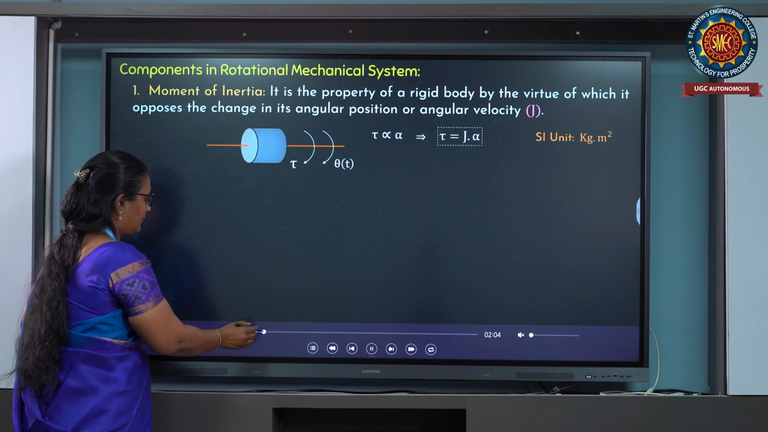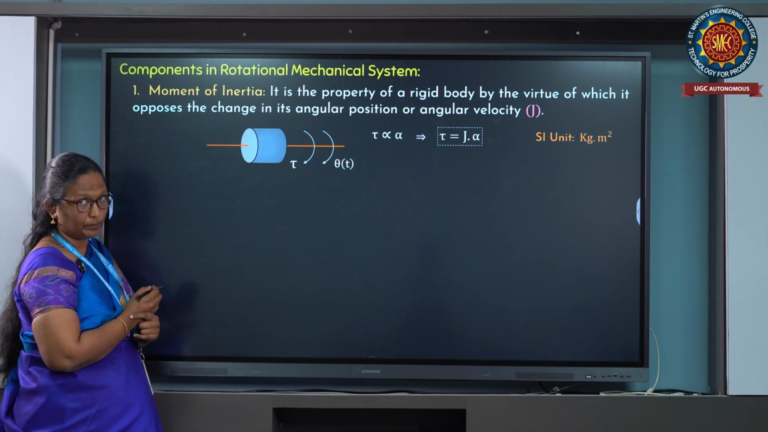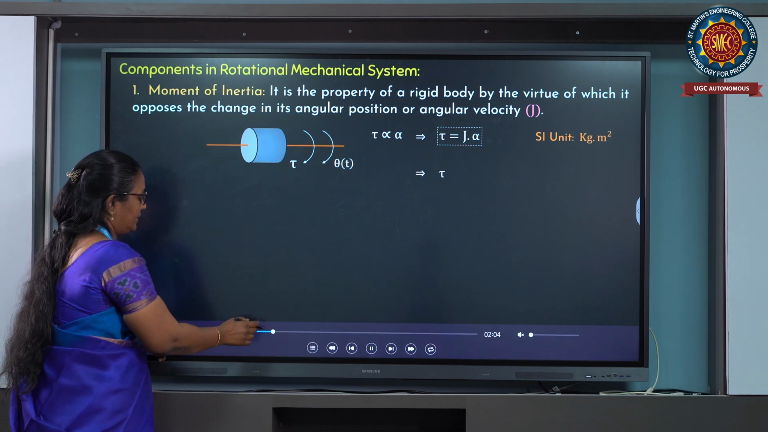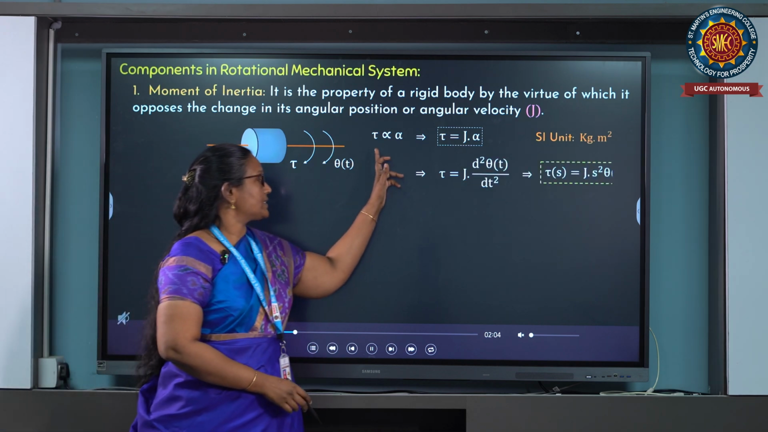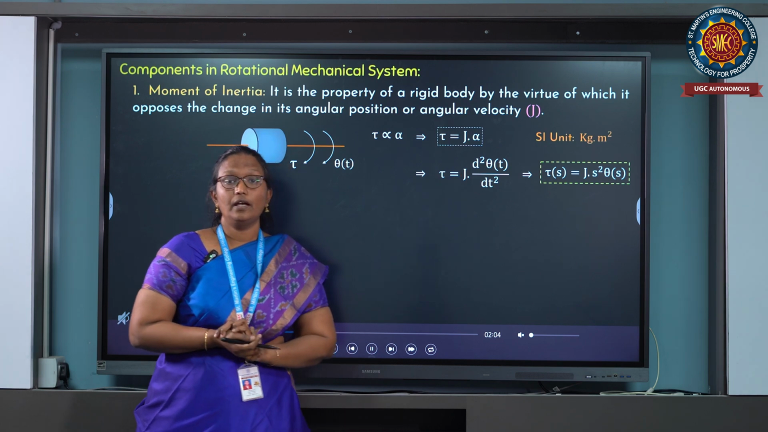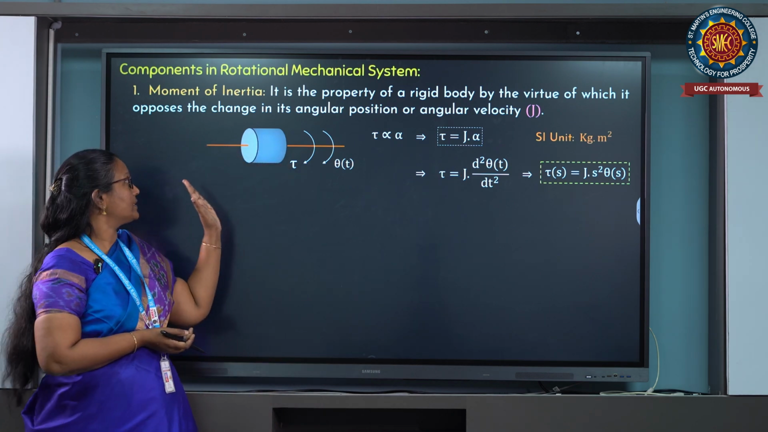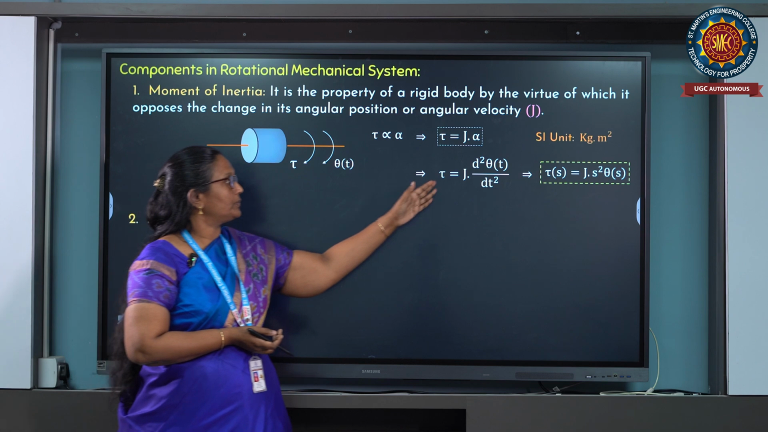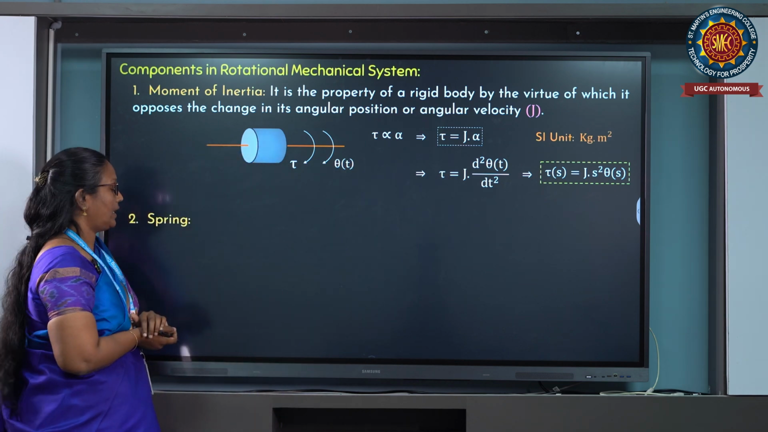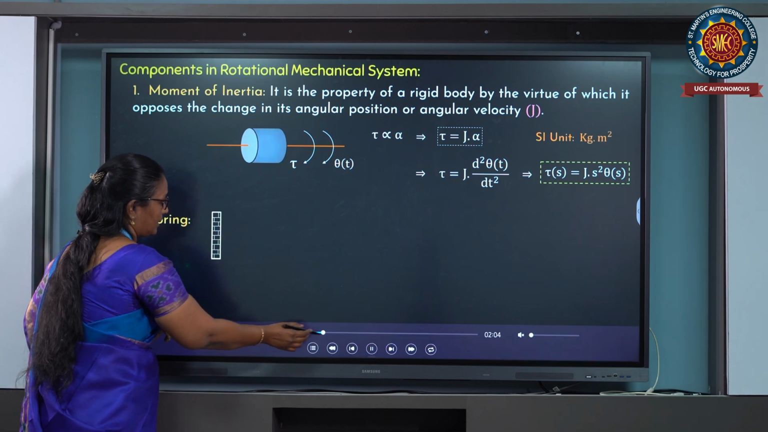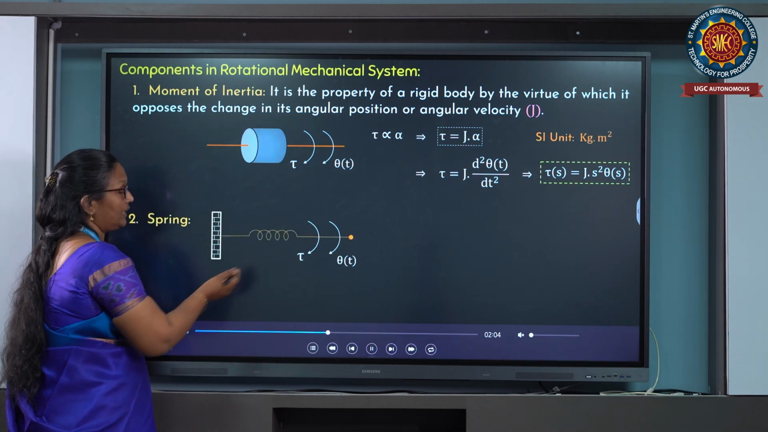So the dashpot we have is represented with B, and the torque we are writing in terms of T. Here we can see the torque represented, the first one being our moment of inertia, proportional to d square theta by dt square, the displacement. Next we have our spring constant, which we are representing in terms of Tk.